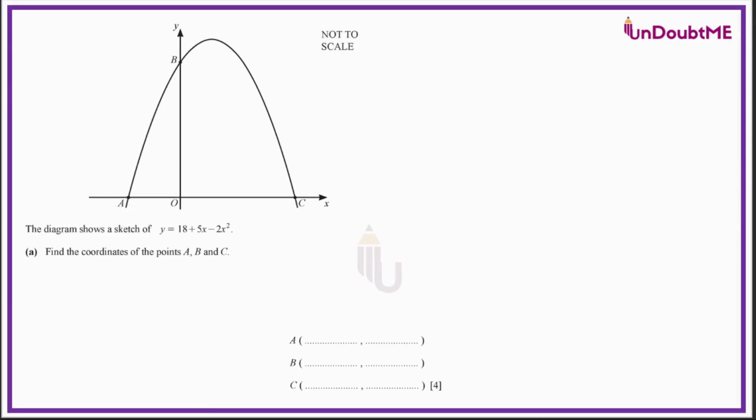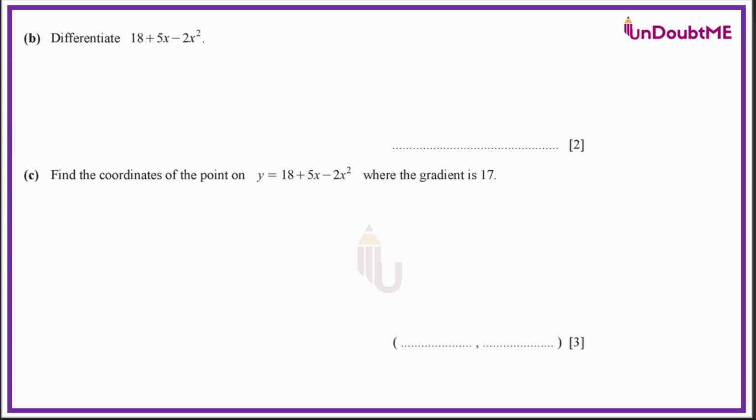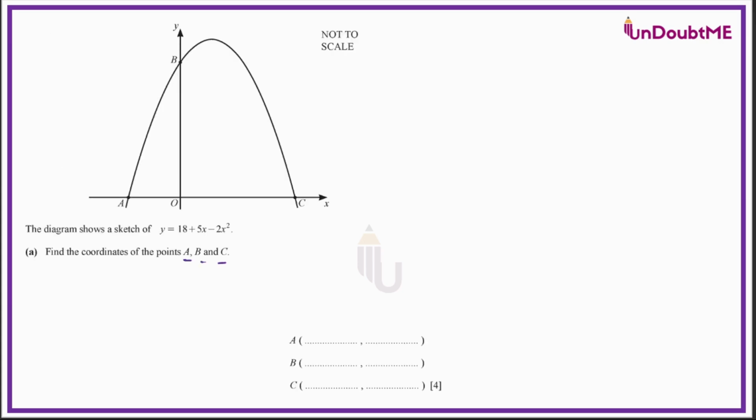Hello everyone. So here we are back with one more question, a very important one from the past papers of IGCSE. This question belongs to quadratic and differentiation, and as you can see in the question that first we need to find points A, B, C, the coordinates, and then we'll move forward to differentiate the same function and then another question based on the same. So let us begin with the first part.